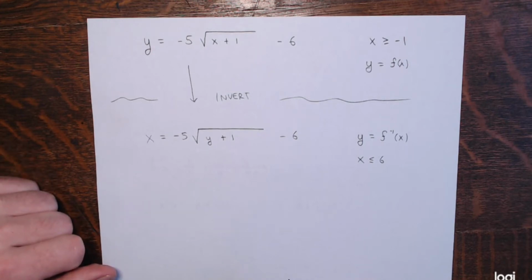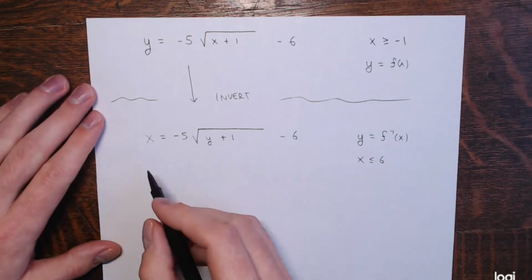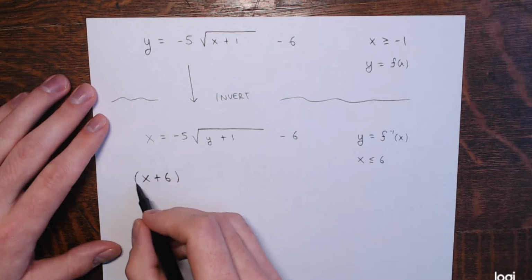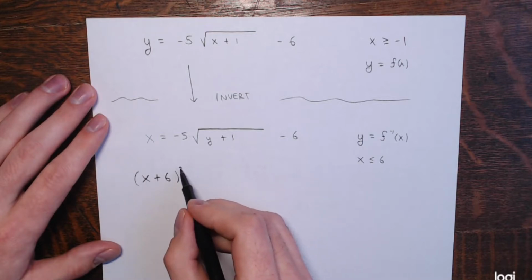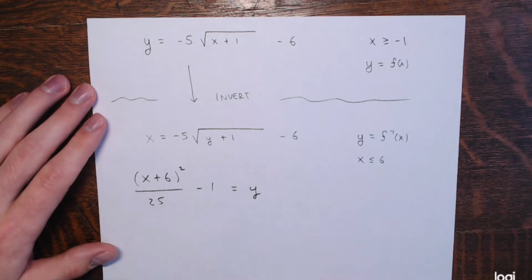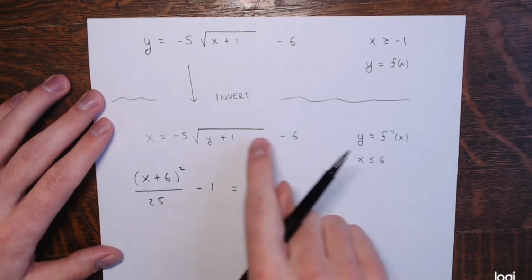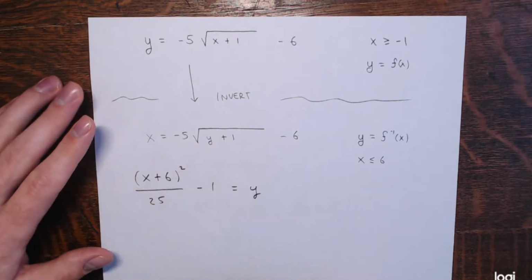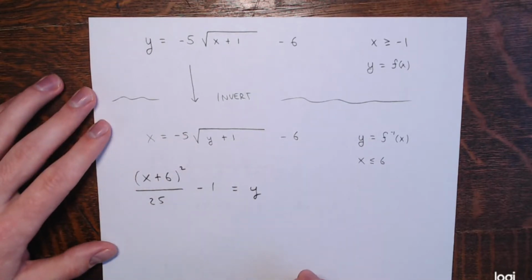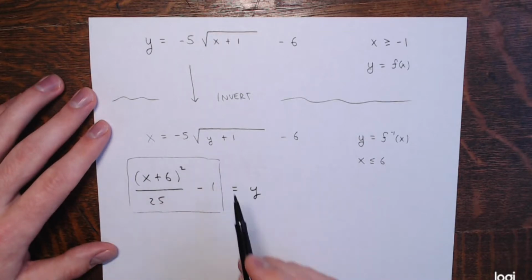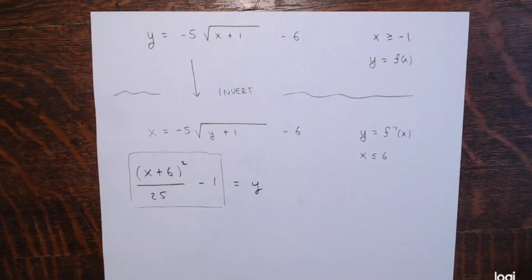And then I solve for this new Y. So I'd be adding 6, squaring both sides, and then dividing by 5, and then subtracting 1. There we go. Alright. Add 6, square both sides, divide by 25, then subtract 1. It's kind of like the problem earlier. So here's our inverse function right here, the expression for it. And that's what I'm going to type.